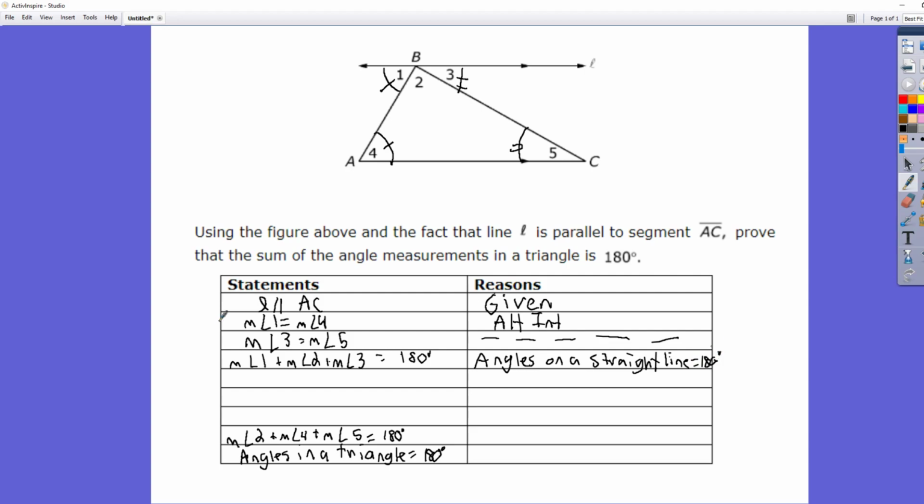And perhaps you can see where I'm going to go here. We know angle 1 is equal to the measure of angle 4. So I'm going to replace angle 1 with the measure of angle 4. Keep everything else the same. And how do I know that? Because of substitution. All I did was substitute angle 1 with angle 4 in our equation. So the reason is substitution.